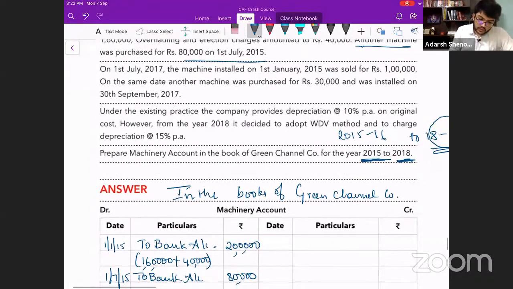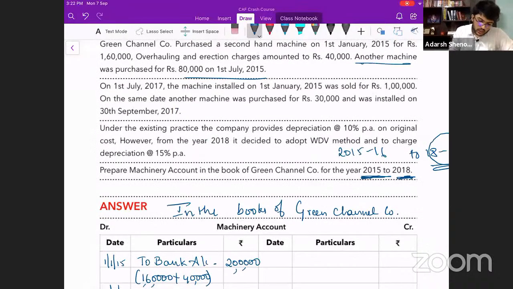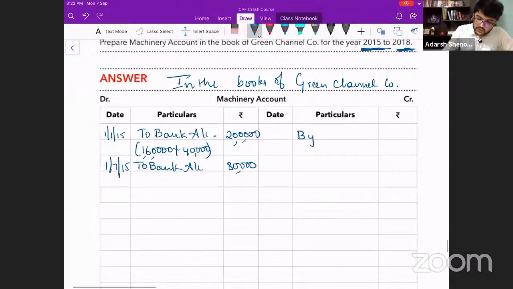Okay. So let's start depreciation for this year. Which method have we followed? Under the existing practice, the company provides depreciation at 10% per annum on original cost. From which year have they changed? From 2018 they have changed. But up till 2018, that is 2015, 16 and 17, we have to follow which method? SLM method. For 15, 16 and 17, we are going to follow SLM method. So can someone tell me, very good Nikita, what is the depreciation amount we've got?